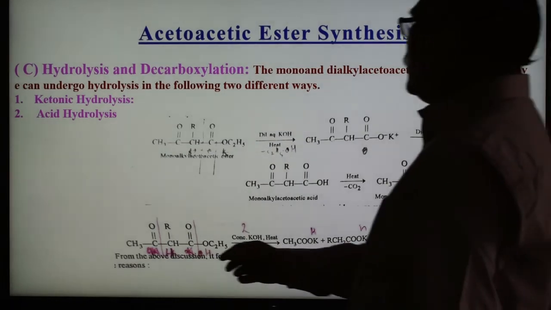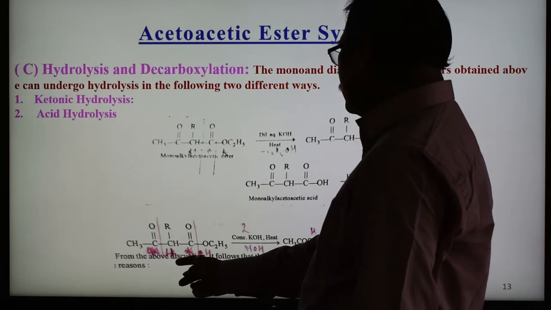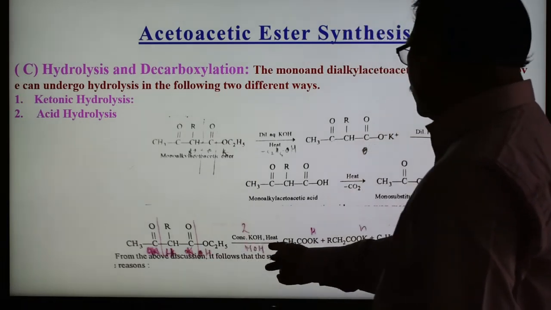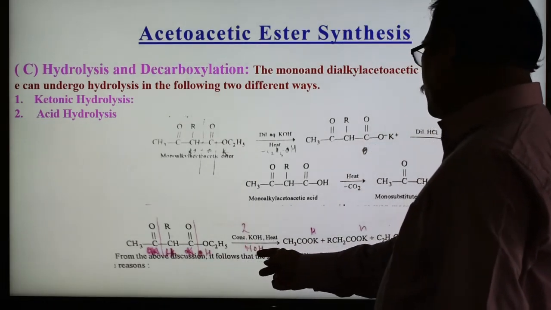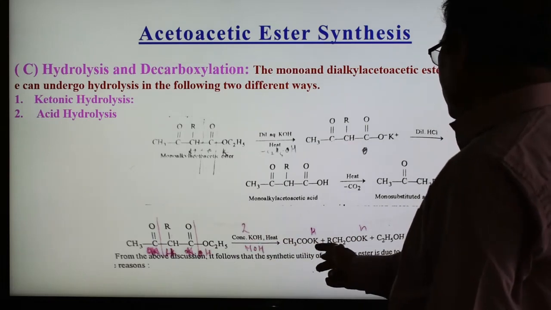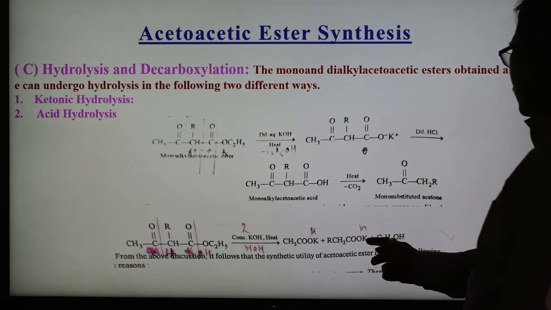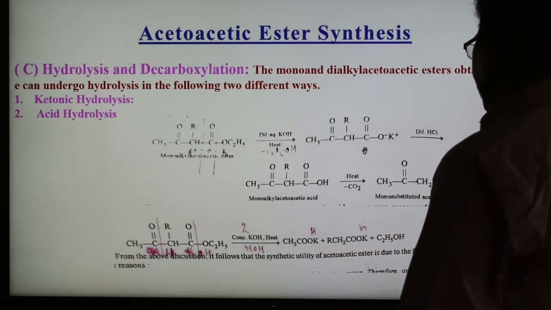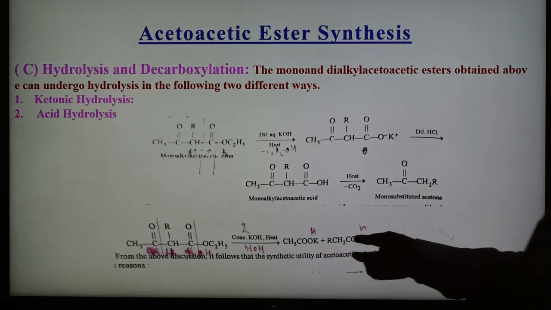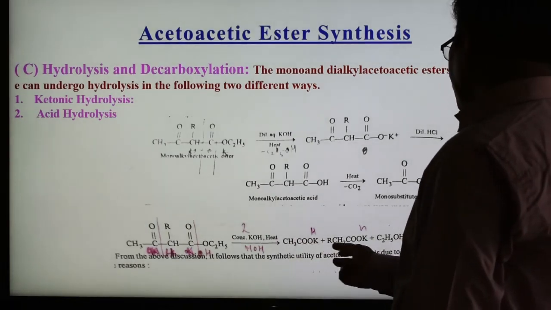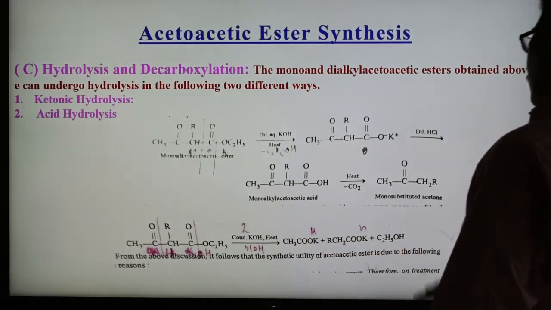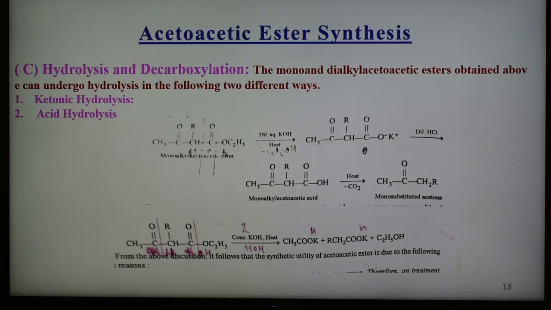Another is the acid hydrolysis. So this is monoalkyl acetoacetic ester. It reacts with KOH and HOH, two molecules of KOH, so potassium comes here and another potassium here. This type of reaction takes place in acid hydrolysis, and we get CH3COOK, RCH2COOK and C2H5OH.